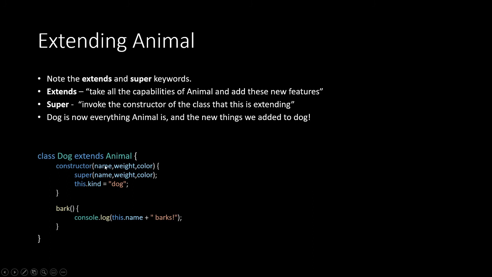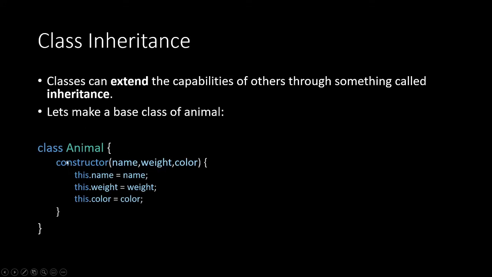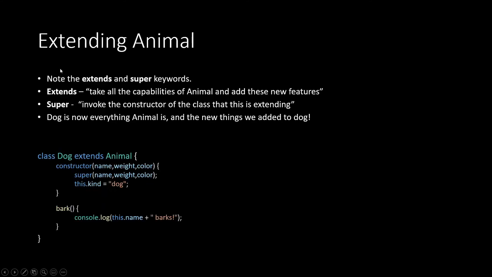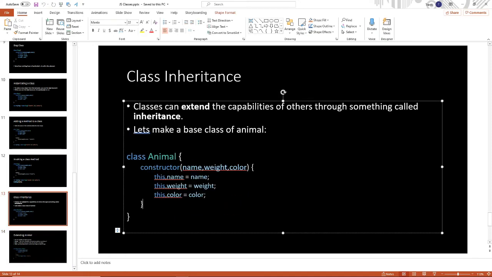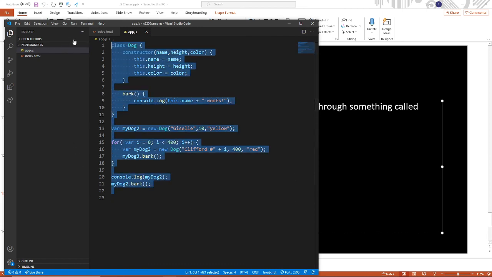Inside our constructor, we want to take all the information we had from our constructor before, and we use this keyword called super, and we pass along these constructors, so name, weight, and color. What super does is it invokes the constructor the class is extending. That means that we're extending animal. We are invoking this constructor inside of animal, and actually simultaneously setting this dot name, this dot weight, and this dot color, and then also this dot kind. So let's get those in there and see how this makes our dog work a little bit differently.